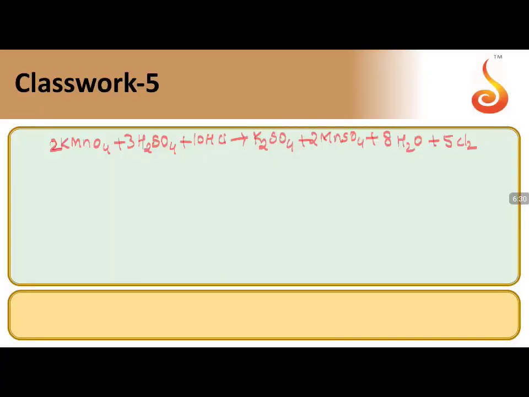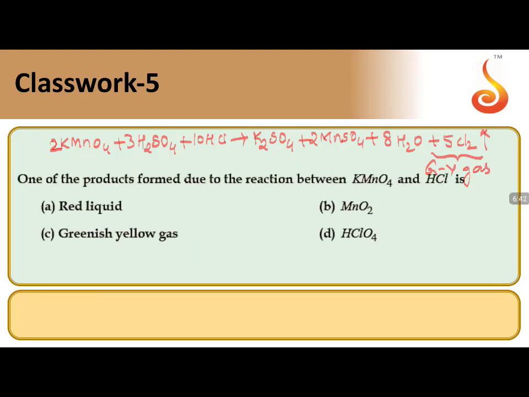Sorry. So let us come to this. K2SO4, MnSO4, H2O and 5Cl2. The product formed here is greenish yellow gas. So the reaction between KMnO4 and HCl results in the formation of chlorine gas, which is greenish yellow gas. So the answer for this should be option C.